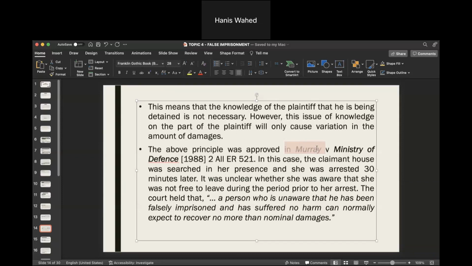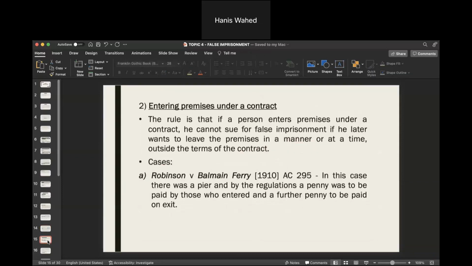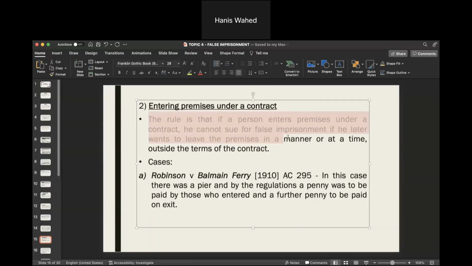Okay, all right. And then another issue that you need to know is how about entering premises under a contract. Okay, so the rule is that if a person enters premises under a contract, he cannot sue for false imprisonment if he later wants to leave the premises in a manner or at a time outside the terms of the contract. Okay, if you don't understand, you refer to this case of Robinson.